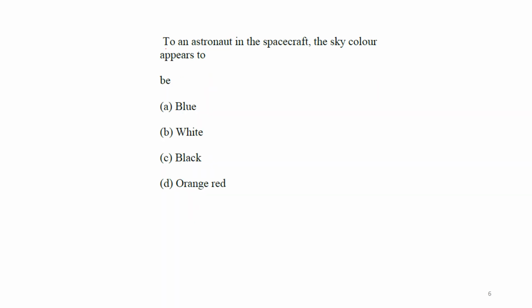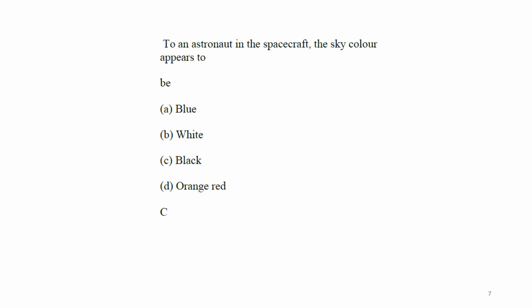Next, when an astronaut is in the spacecraft, the sky color appears to be: blue, white, black, orange. This will actually look black. When we look from below, it looks blue, but if you go in a spacecraft, the sky color will look black. So the answer is C.